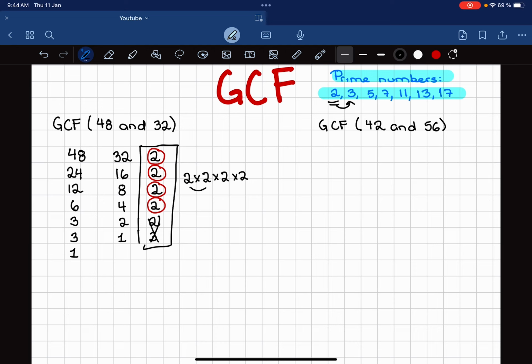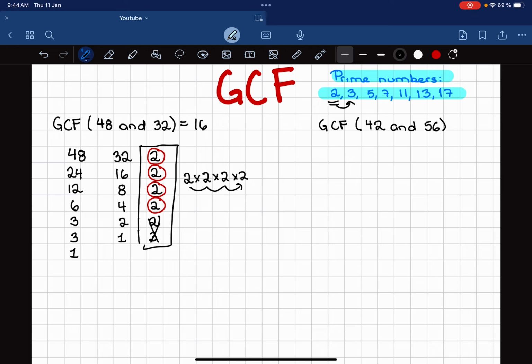So 2 times 2 is 4, 4 times 2 is 8, 8 times 2 is 16. So the greatest common factor between 48 and 32 is 16. Once again, it seems a little bit long, but trust me, it's the easiest and fastest way to do it once you get used to it.